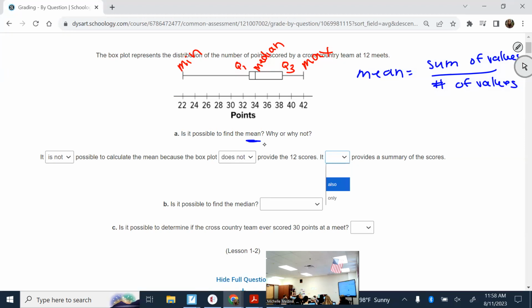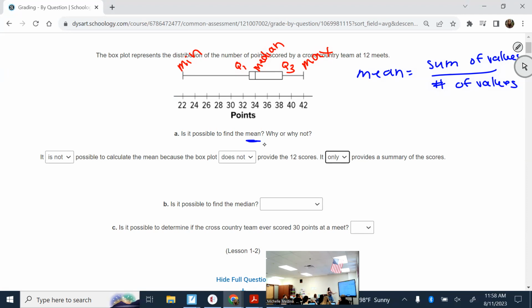Hold on, let's see what the next says. It only provides a summary of the scores. It tells me how spread out the scores were. That's what box plots are useful for. But it doesn't tell me enough to find the mean. Does that make sense? Okay.